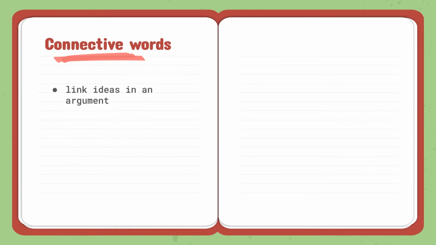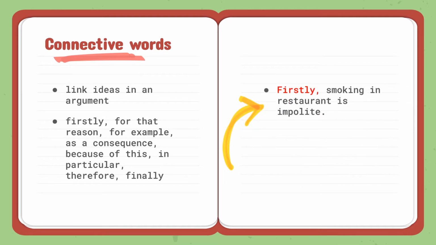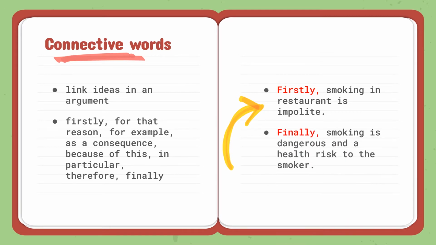Connective words. They link ideas in an argument. Most of the examples are firstly, for that reason, for example, as a consequence, because of this, in particular, therefore, finally. Let's have an example. Firstly, smoking in restaurant is impolite. Finally, smoking is dangerous and a health risk to the smoker.